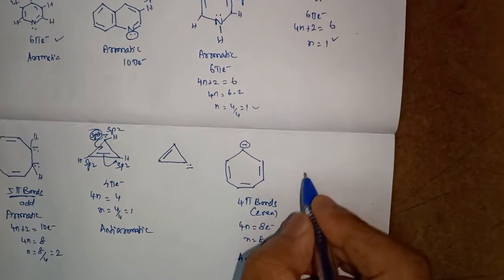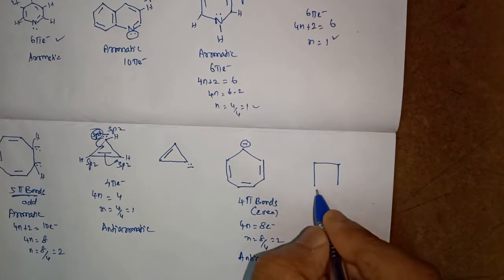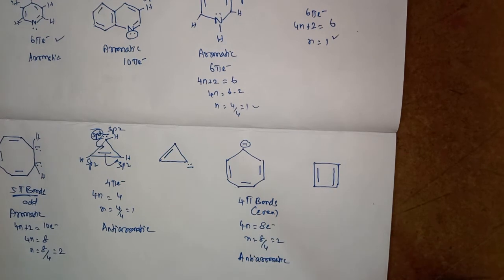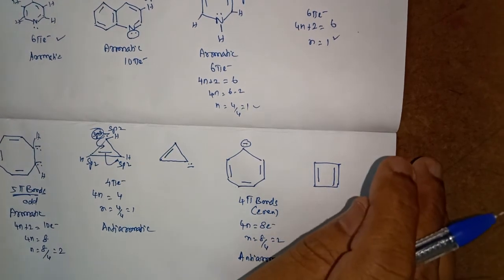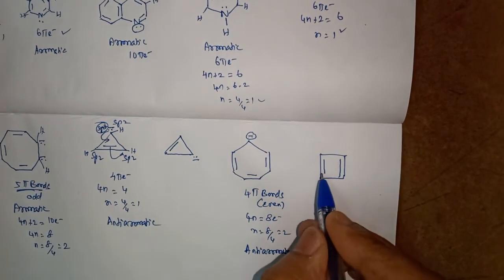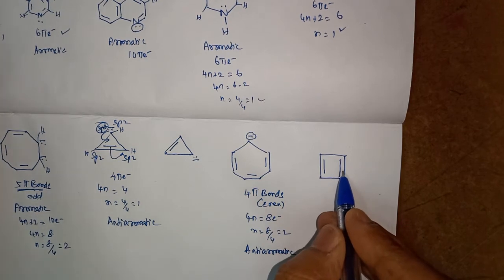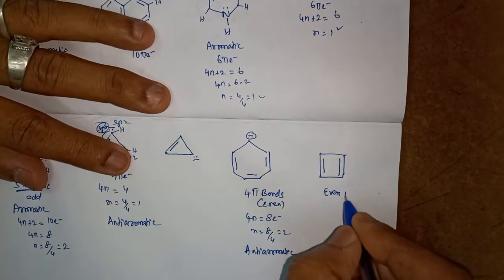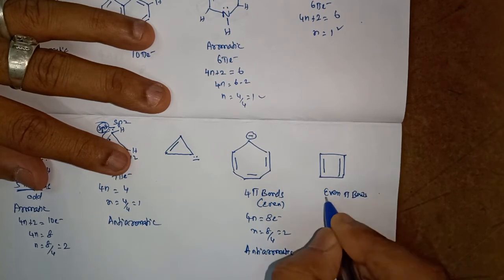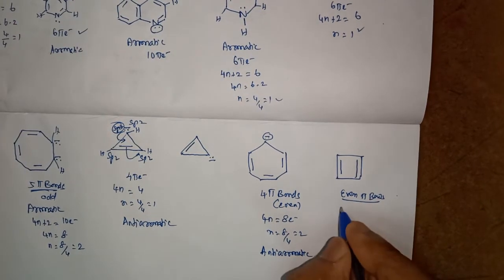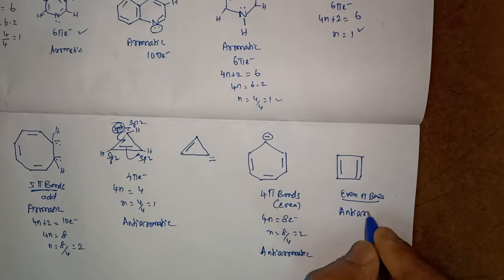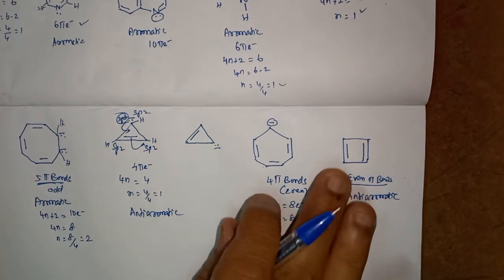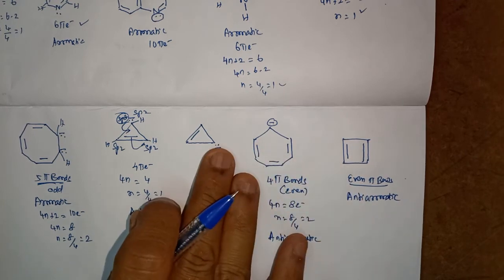You see what compound I take? I take this compound. It is very easy. You count the total number of pi bonds. Here 1, here 1. How many pi bonds are here? 2 pi bonds. So it is an even number of pi bonds. If it is an even number of pi bonds, it is anti-aromatic. That's all about anti-aromatic and aromatic.